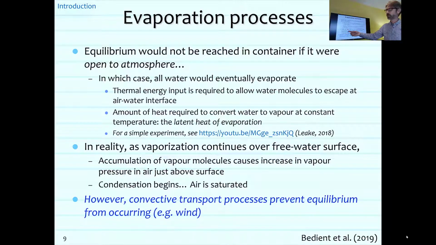Again, in reality, though, even that situation of condensation immediately above the surface doesn't usually occur, and that's because we have what are called convective transport processes that prevent equilibrium from occurring. In other words, there's wind that blows across the surface of the lake and moves that saturated air aside, replenishing it with unsaturated air, and that unsaturated air then receives additional evaporation or water vapor from the water surface.